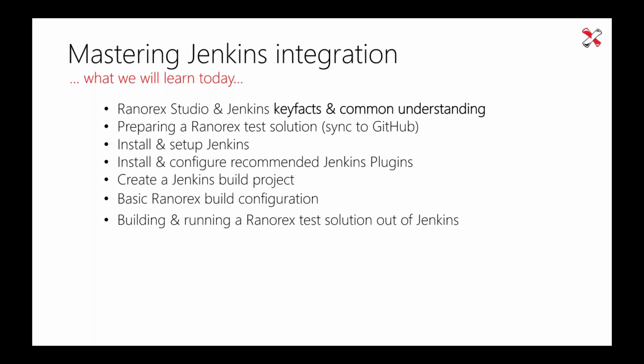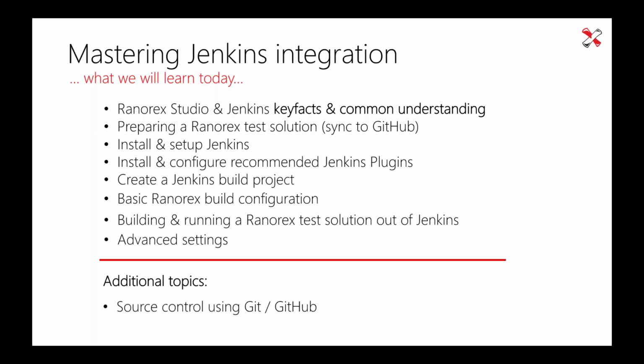Of course, we would like to see if this all runs. And so we will build and run a Ranorex test solution out of Jenkins. And at the end, I will show you some advanced settings when it comes to reporting and saving the artifacts, hopefully some additional tips and tricks, and of course we will have a quick look at how to use source control by using Git and GitHub. So this is our program for today, and this is how we're going to start.